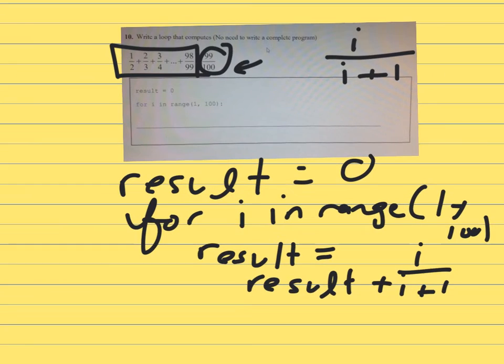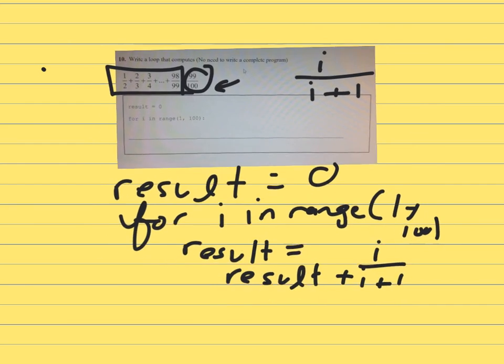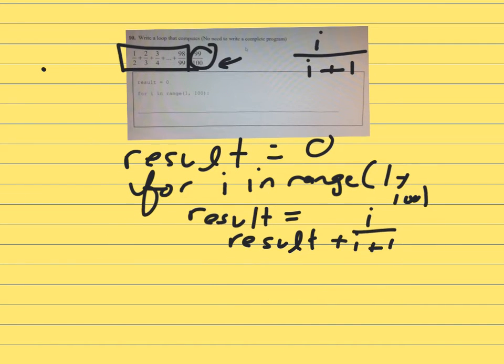So we're not done yet. We have to iterate and say I equals I plus 1 right there, so that we can go to the next increment. So that's the loop for this problem.